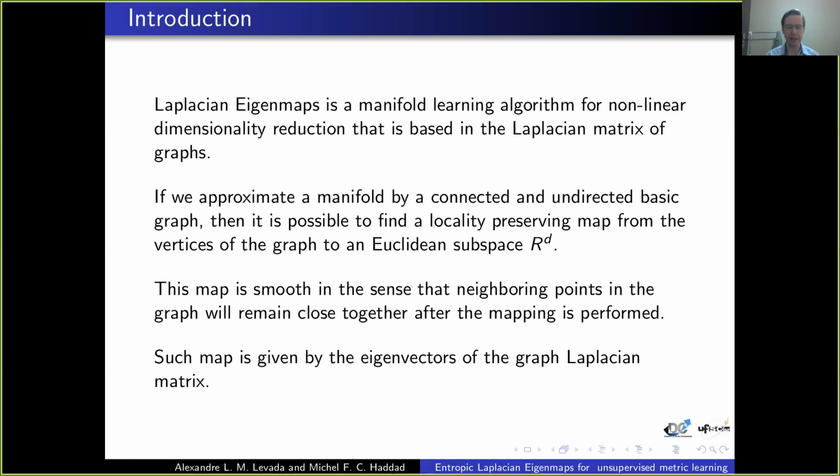The idea is that if you approximate the underlying manifold in a data set by a KNN graph, then it's possible to find a mapping of the vertices of this graph to the Euclidean space that preserves locality. Nearby points in the graph will remain close together after the mapping is performed. Such a map is given by the eigenvectors of the graph Laplacian.